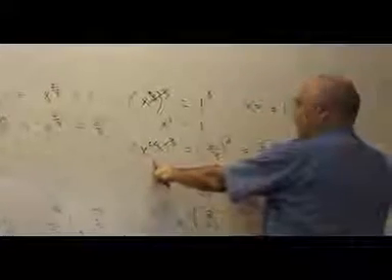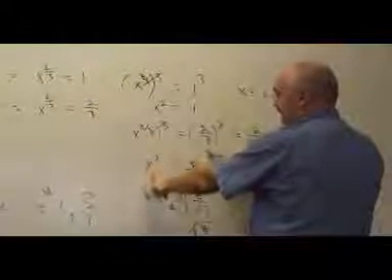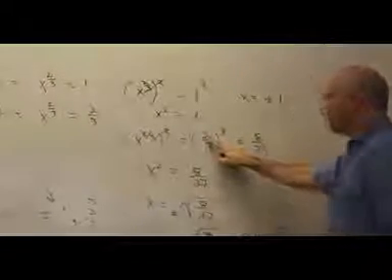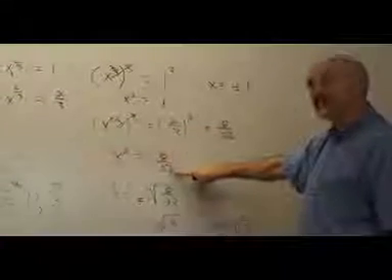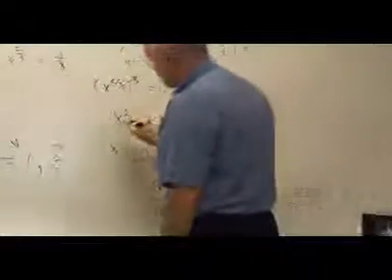Now this one here, I have to do the same thing with the other answer that I got. I have to cube both sides. What happens when I cube this side is I get x squared. What happens when I cube this side is I get 2 times 2 times 2, which is 8, and I get 3 times 3 times 3, which is 27. So now I have x squared equals 27.